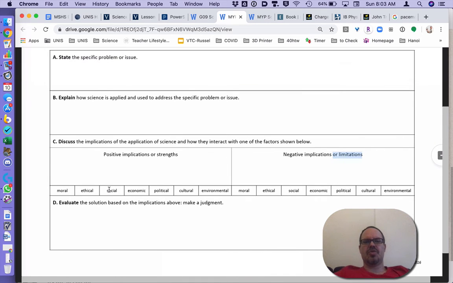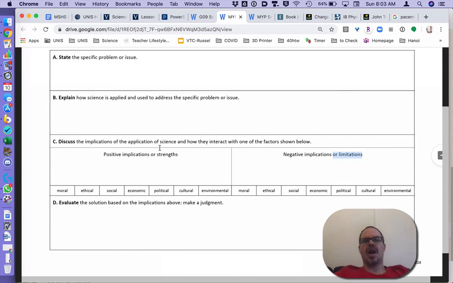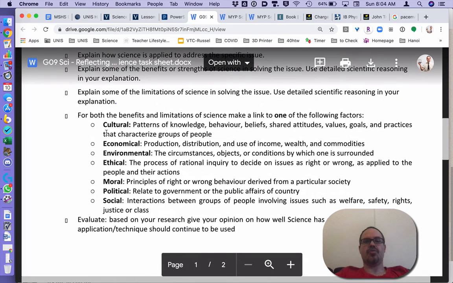Then you need to relate these. These are the factors I said that we would get to: moral, ethical, social, economic, political, cultural, environmental. How does science interact with these? So this is where you're doing the thinking of your essay, because you're not just telling me about pacemakers. Tell me how it works is only this much. Tell me the problem is only this much. The rest of the essay, maybe 1 to 1.5 pages, is some benefits and limitations and how those benefits and limitations interact with these factors. Those factors are defined right here.